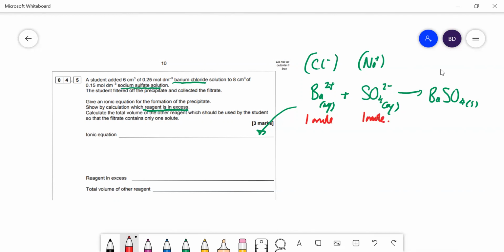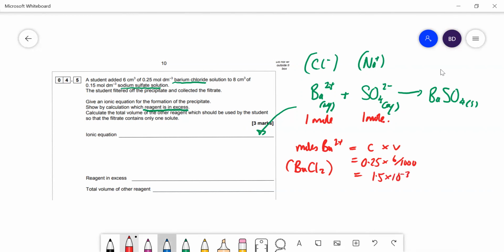Okay, so let's work out the moles of barium ions. Well, 1 mole of barium chloride contains 1 mole of barium ions. So let's just work out the moles of barium chloride. That's going to be concentration multiplied by the volume. Concentration is 0.25 multiplied by 6/1000, that's going to give you 1.5 times 10 to the minus 3 moles of barium ions.